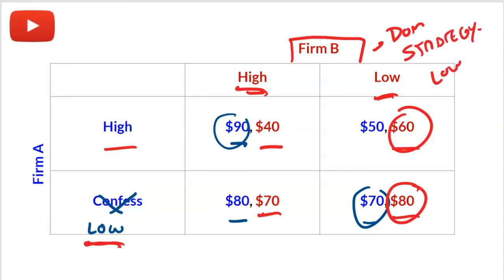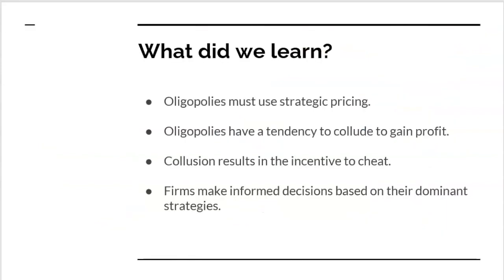Well, it's to go low every single time because no matter what firm A does, firm B is always going to go low. And so our Nash equilibrium is when firm A goes low and when firm B goes low. Because firm B is always going to go low because that is our dominant strategy. If firm B always goes low, firm A has the incentive to go low as well. So what do we learn?